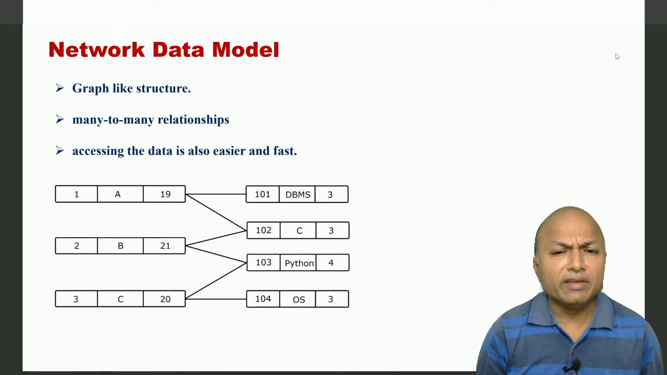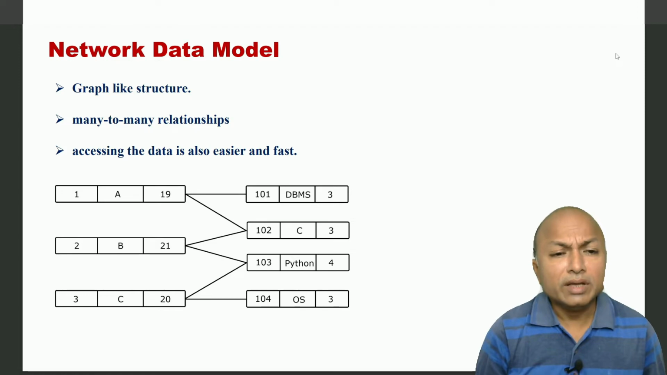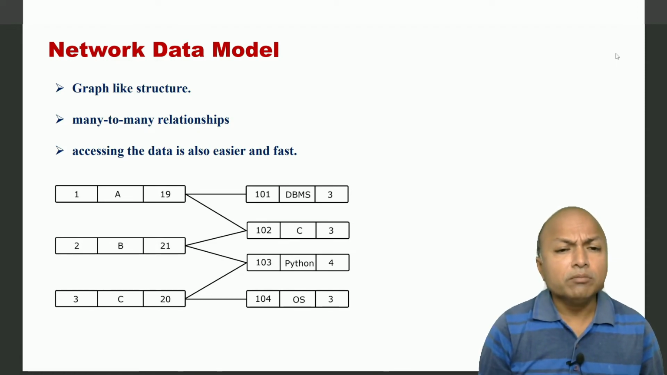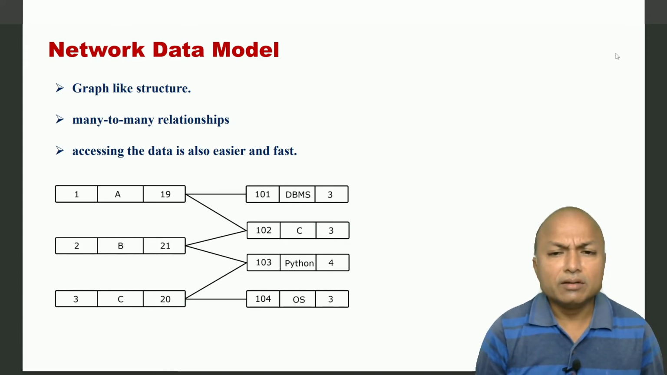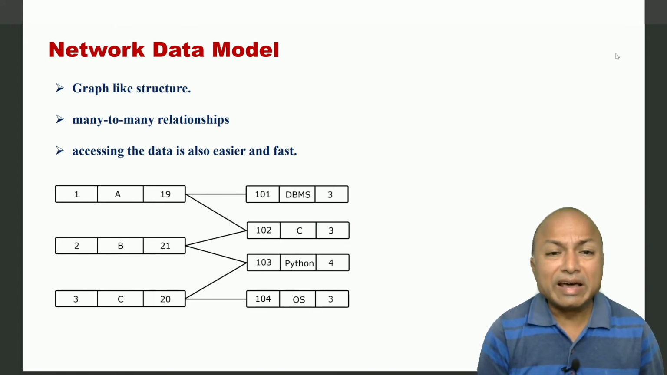So here you can see in this diagram 1A19. In this example, the 1 is nothing but the SID, A is the SName, 9 is the age of a student, 101 is the course ID, DBMS is the course name, and 3 is meant for credits of a course. So in this diagram you can observe how these are linked.